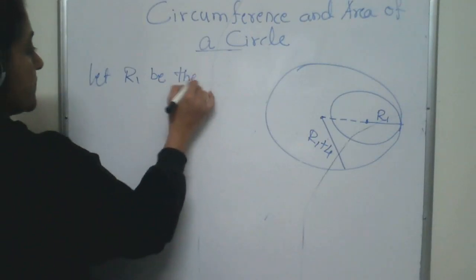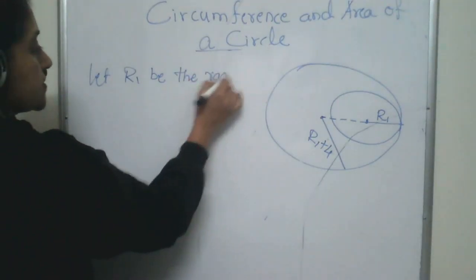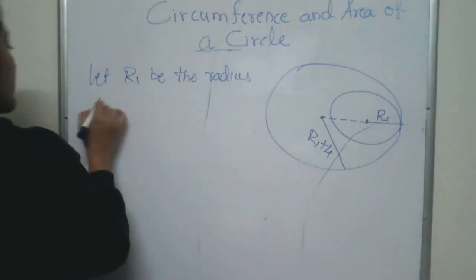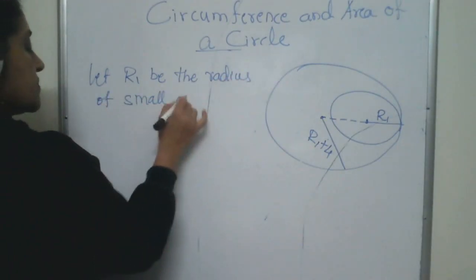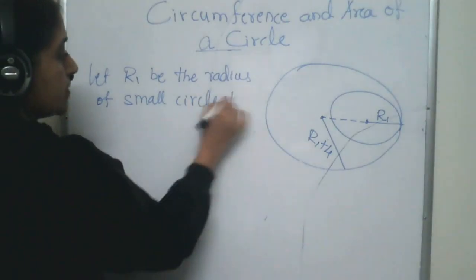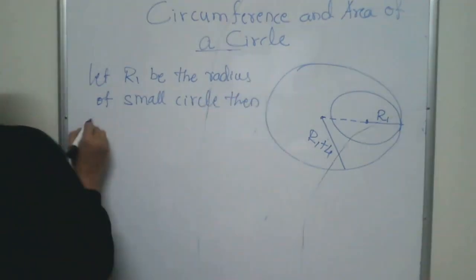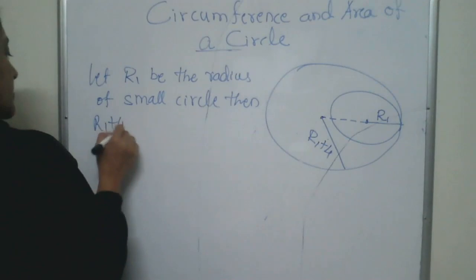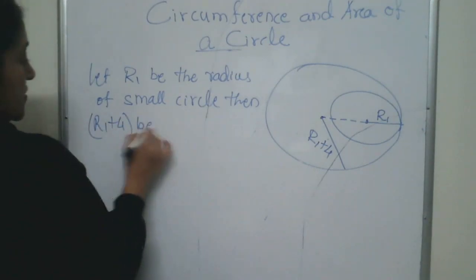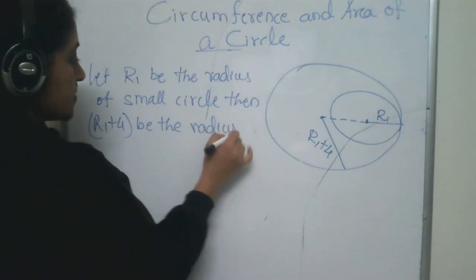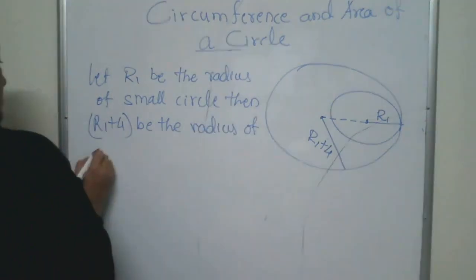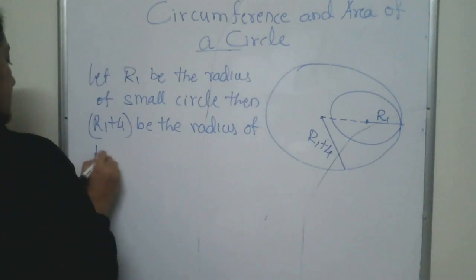the radius of the small circle, then r1 plus 4 be the radius of the big or larger circle.